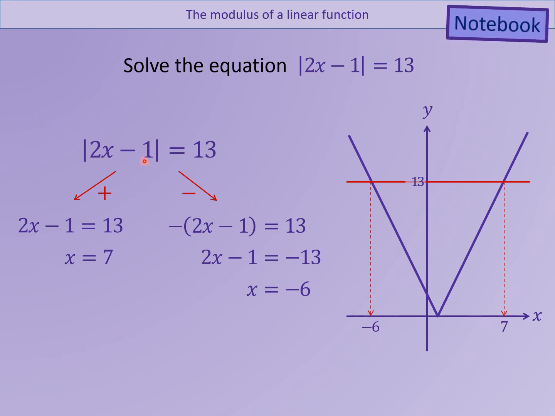It also doesn't matter which side you pick. If you wanted to just choose that side, you can make 2x minus 3 equal plus 13 and 2x minus 1 equal minus 13. That would work just as well in this case. There's nothing wrong with picking either side to make plus and minus.